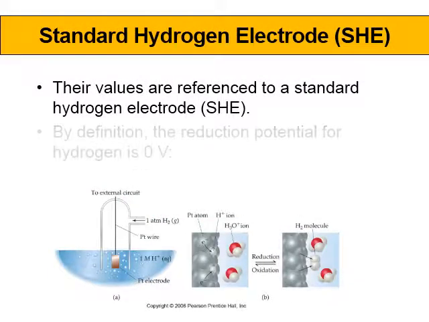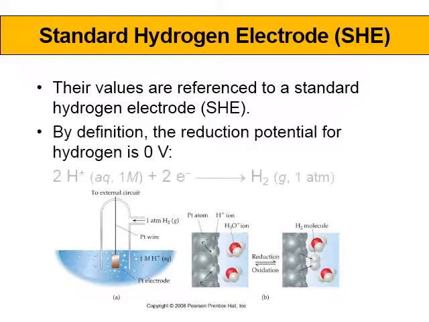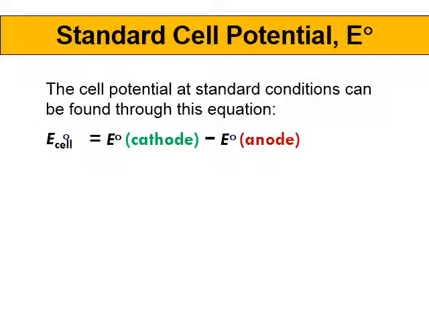We refer to hydrogen. Don't have to worry about that. So we go with the standard cell potential, or E naught. We just learned how to calculate the higher potential versus the lower potential. Remember the waterfall just now. So now the formula is E naught cell is equal to E naught cathode minus E naught anode.